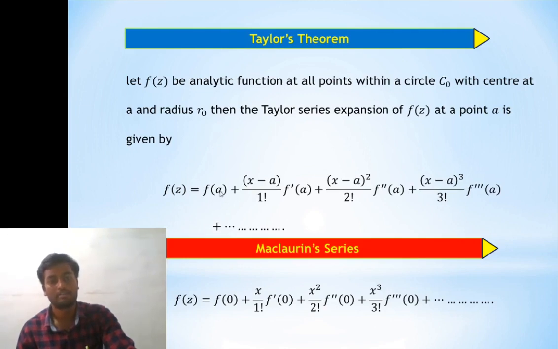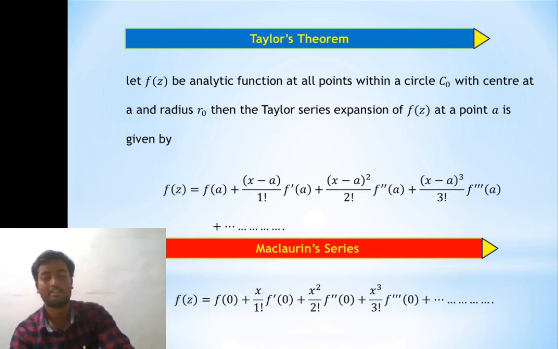If you put a equal to 0 in the Taylor series, you get another series which is called the Maclaurin series. f of z equal to f of 0 plus z by 1 factorial f dash of 0 plus z square by 2 factorial f double dash of 0 plus and so on. So this is the Maclaurin series, which is obtained by putting a equal to 0 in the Taylor series expansion.